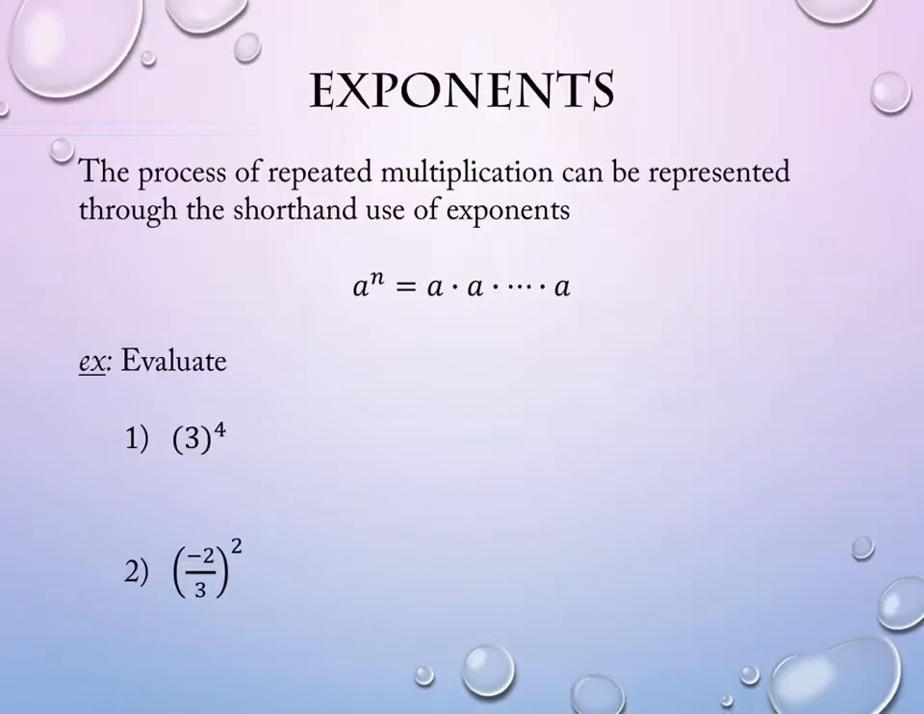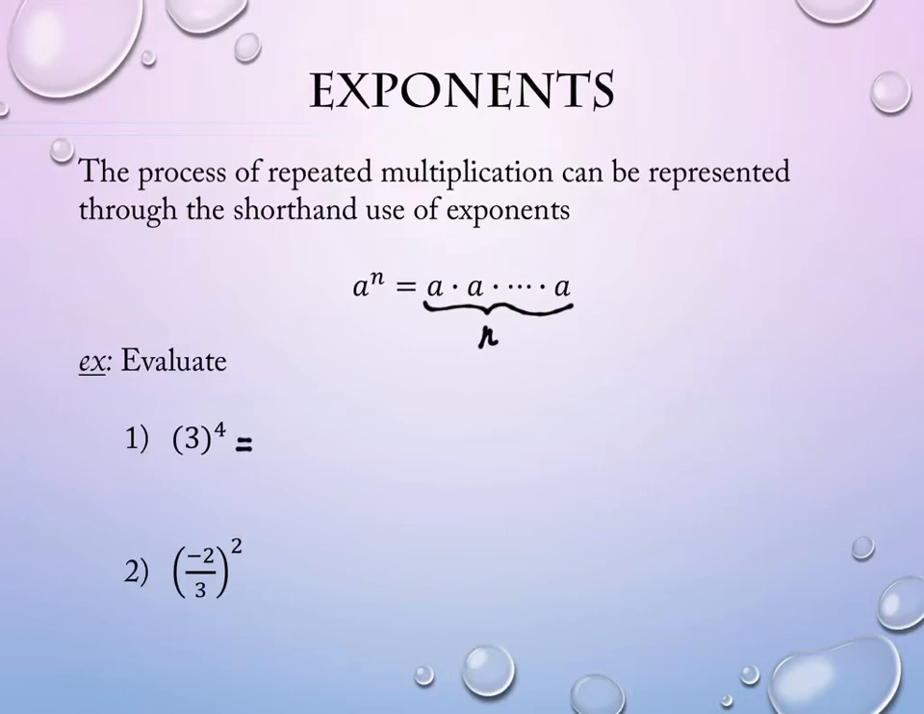So starting with exponents. Exponents is really the process of repeated multiplication. It can be represented through the shorthand use of exponents. So when we say a raised to the power of n, it means a times itself n times. And it works for whole numbers. It would work for negative numbers. It will work for fractions. You can do it with variables, and it's all the same process. And we'll talk more about it in section 1.8 that we do next time. We'll actually extend our conversation of exponents quite a bit. So we're just introducing it today.